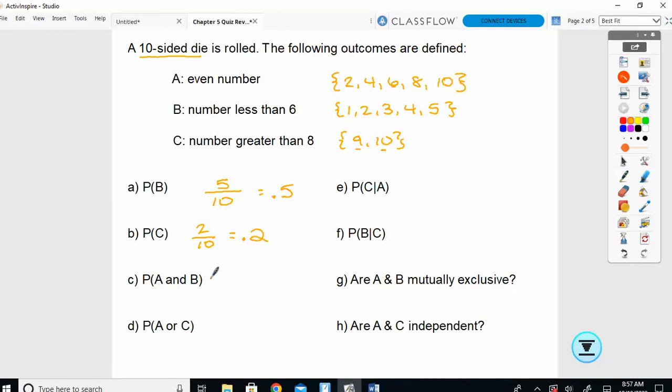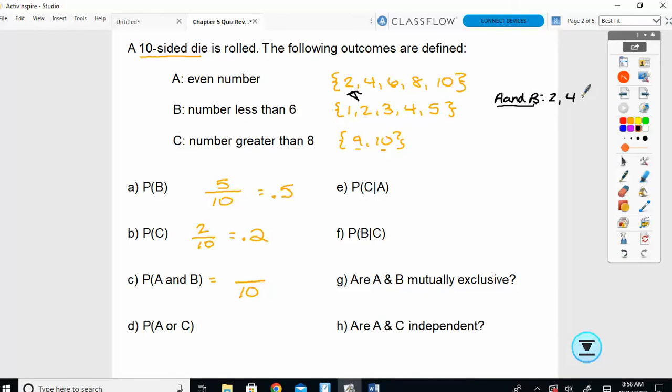Next, the probability of A and B. I know we still have 10 outcomes. A and B, how many numbers show up in both A and B? And is looking for the overlap. So basically saying they have the same number. They both have a 2. They both have a 4. So the set A and B would just be 2 and 4.